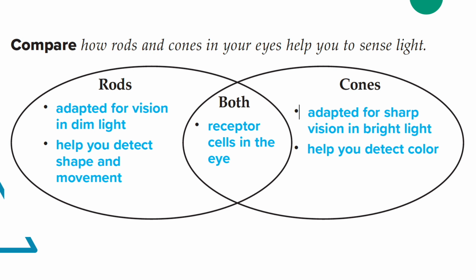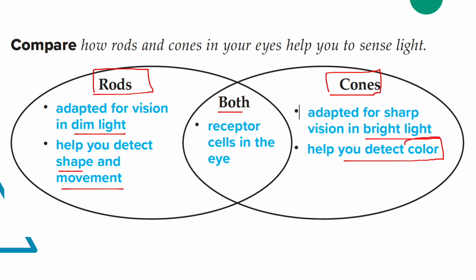This slide also tells us the difference between the rods and the cones, and what is common in both. Definitely both are receptors in the eye. Rods work in dim light, and they help you to detect shape and movement, mostly producing a black and white image. Cones are adapted for sharp vision in bright light and help you to detect colors. So this is how we differentiate between rods and cones.